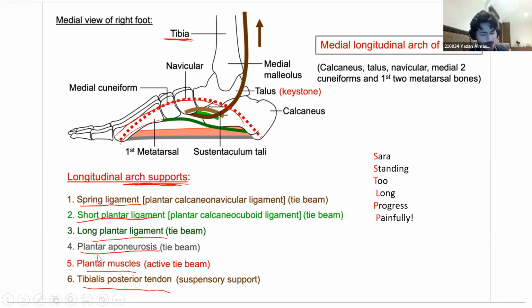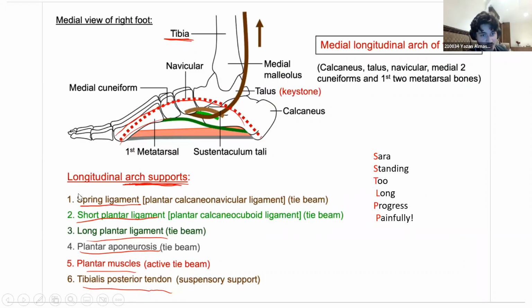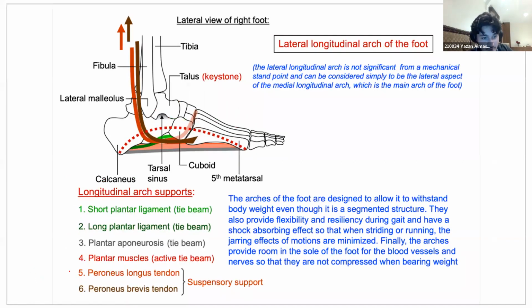The lateral side is the same thing, except 2 things. You're not going to have a spring ligament on the lateral side, so I'm going to write this next to it, X L, meaning it's not on the lateral side. And you're not going to have this muscle on the lateral side, obviously, because you have different muscles. So you're going to have 2 additional muscles, peroneus longus and peroneus brevis. These are only on the lateral side.